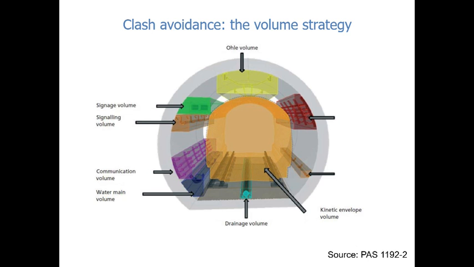So volume strategy is you reserve volumes for each system or subsystem. Right. This is a tunnel. Okay. It's an example of, you know, railway construction. Okay. The volumes indicate systems, right? Which means this is, remember, part of a clash avoidance strategy. Okay. Volumes.